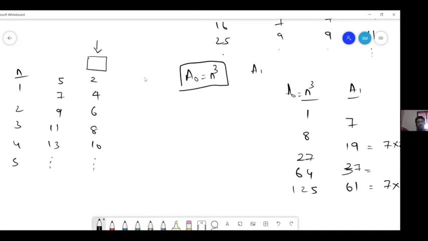The first term is 2, second term is 4, third term is 6, fourth term is 8, and so on. Is it possible to give a formula for this? 2n, right? It is basically the 2 table. So 2 into n, right? Now, do you see any relation between this 5, 7, 9 sequence and this even sequence? Can you just compare it term by term and see any relation?